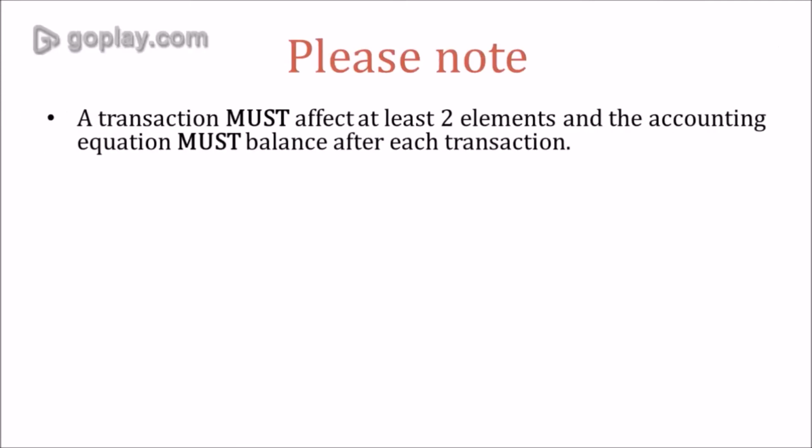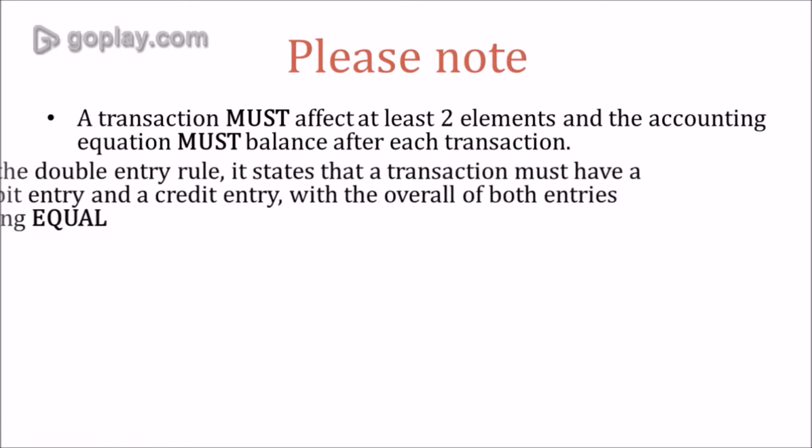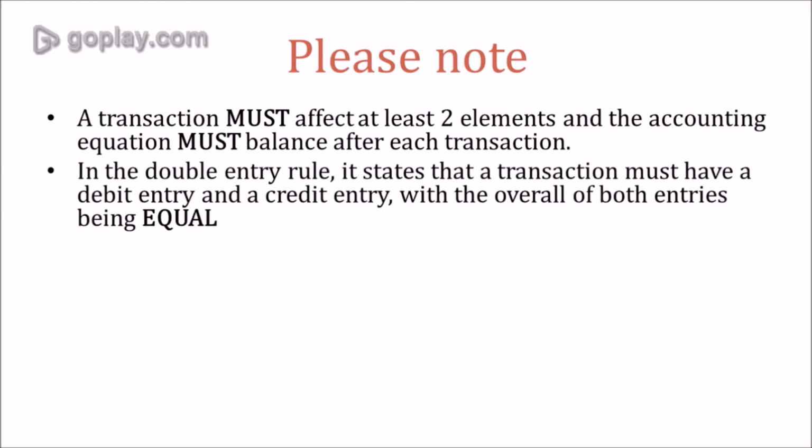Please note the following. A transaction must affect at least two elements, and the accounting equation must balance after each transaction. The double entry rule states that a transaction must have a debit entry and a credit entry, with the overall of both entries being equal. Let's go through some journal entries for routine transactions.